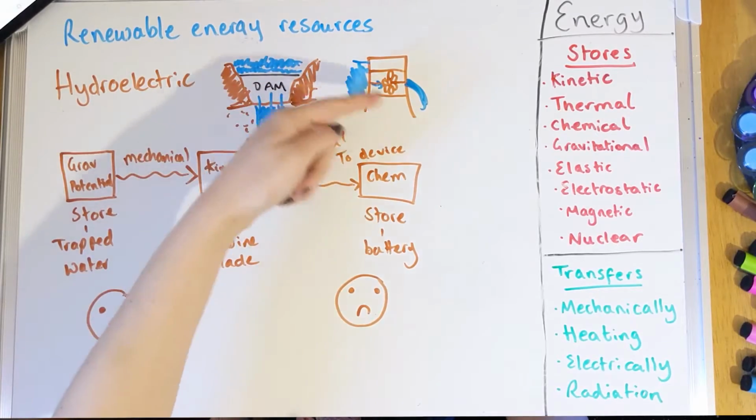It also is variable, so if you need more power because everyone's turning on their kettles in the middle of EastEnders to make a cup of tea, you can allow more water through to spin those turbines faster or turn more turbines on at once, compared to when you have a low time, so like at night when we're all in bed.